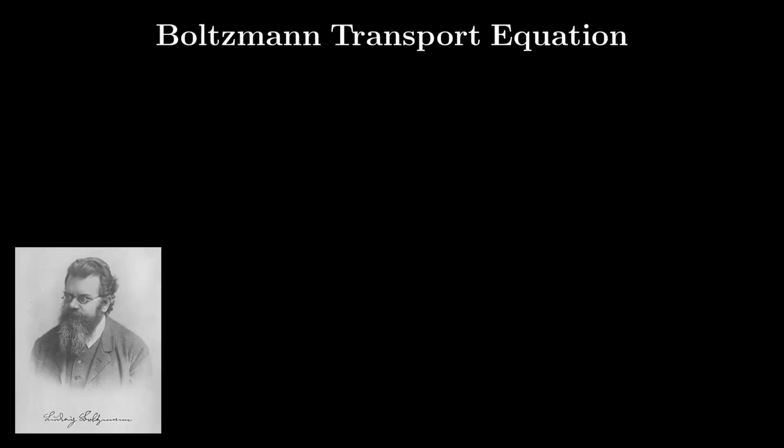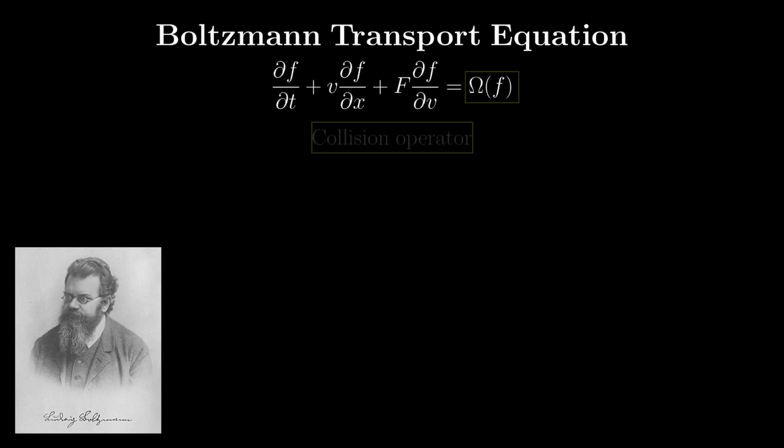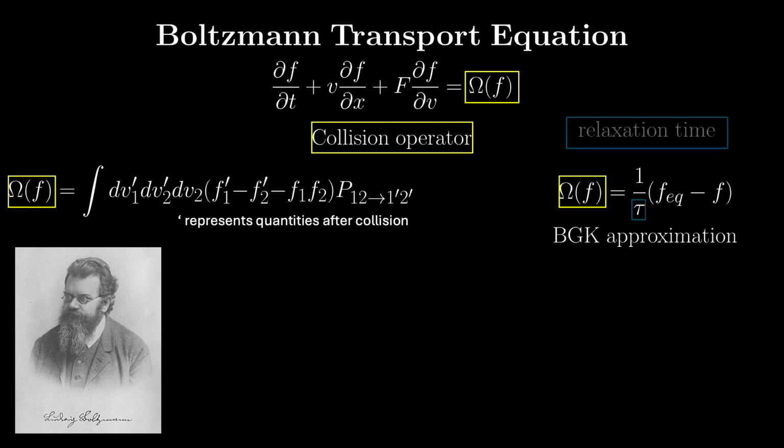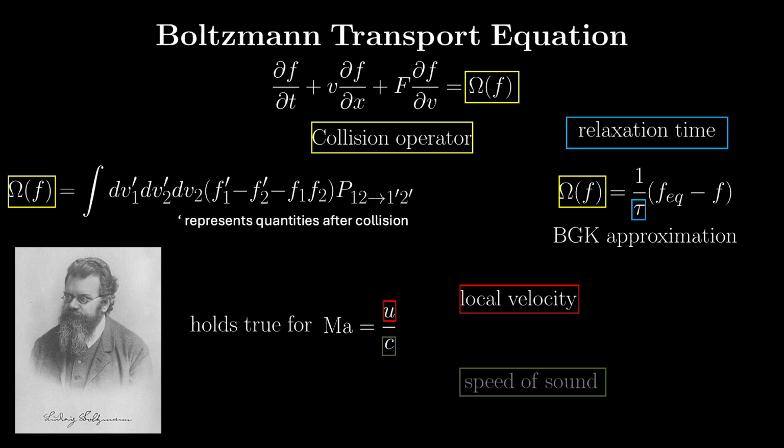How does velocity distribution evolve over time? The Boltzmann transport equation states that they evolve with neighboring collisions. Notably, omega, known as the collision operator, is notoriously difficult to solve. This is shown below for a two-body collision. Fortunately, we can employ the BGK approximation, which states that the distribution F should tend towards an equilibrium distribution at a rate determined by the relaxation time tau. This approximation holds true for low Mach numbers.